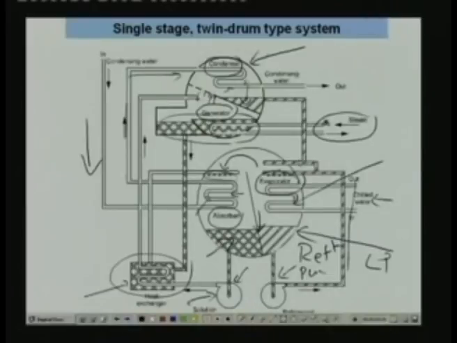This arrangement is good because we would like to operate the condenser at slightly higher pressure to avoid crystallization. This is a typical single stage twin drum type of system. You can see that here the vapor lines are virtually eliminated. You don't have any pipelines carrying water vapor. It's all housed in a single drum, so there are virtually no frictional pressure drops. Similarly here, the air leakage is also minimized because the number of connections is reduced.